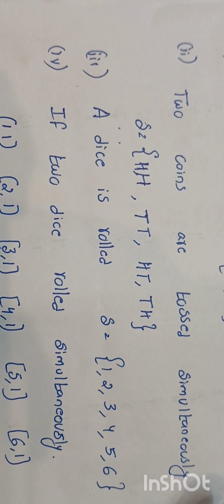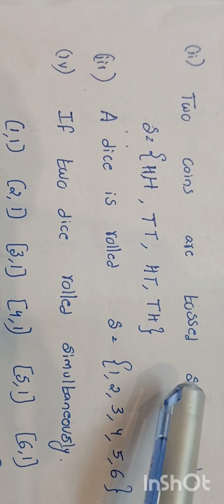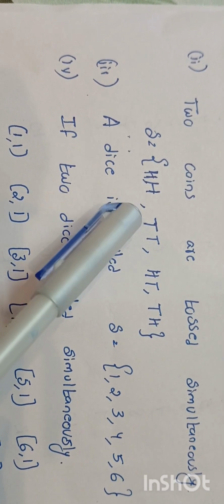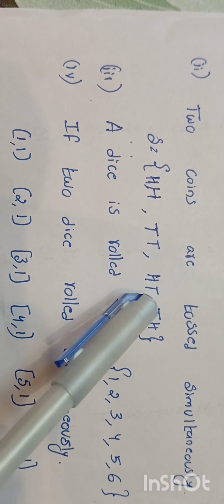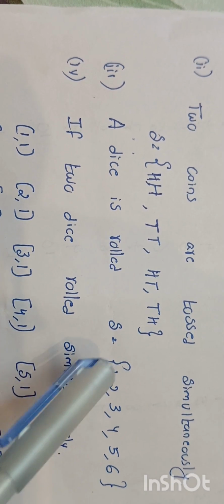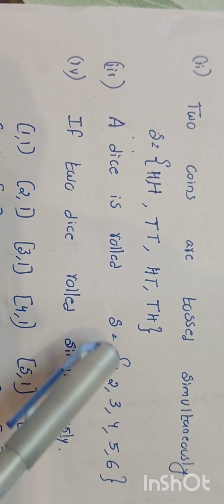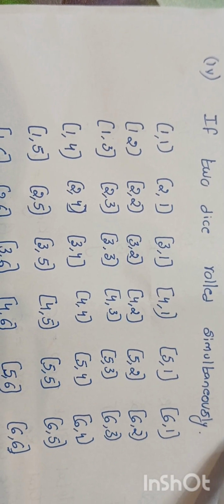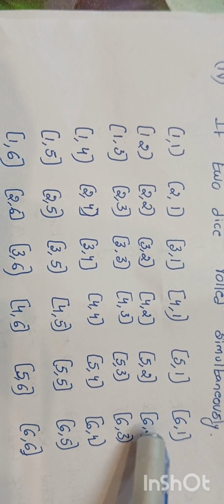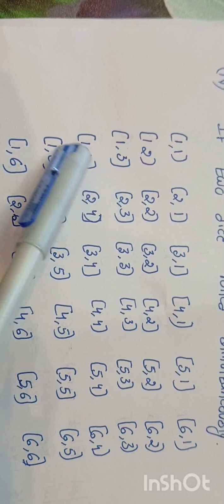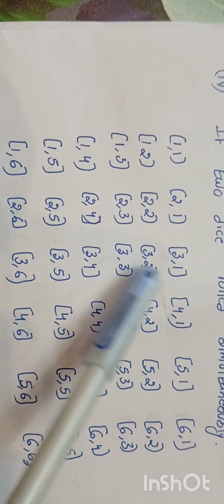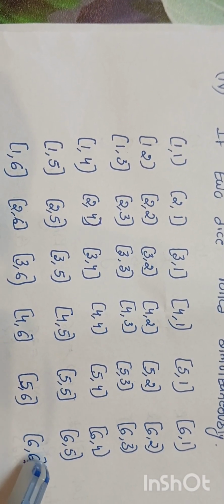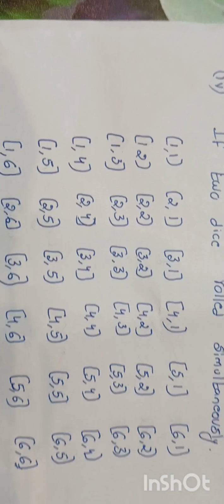If two coins are tossed simultaneously, then we have four outcomes: head-head, tail-tail, head-tail, and tail-head. If a dice is rolled, we have 6 outcomes. This is the set {1, 2, 3, 4, 5, 6}. If two dice are rolled simultaneously, then we have 36 possibilities. We will write like this: (1,1), (1,2), (1,3), (1,4), (1,5), (1,6), (2,1), (2,2), (2,3), (2,4), (2,5), (2,6), like this. These are the 36 possibilities if two dice are rolled simultaneously.